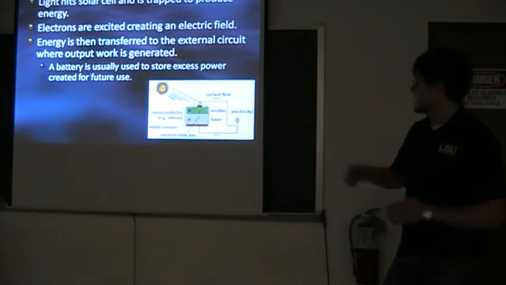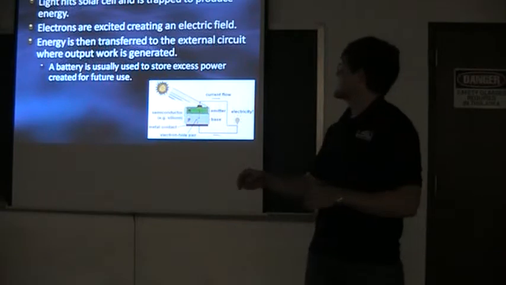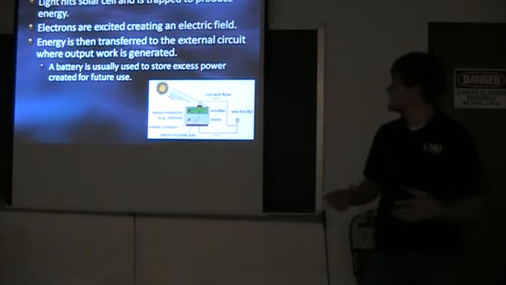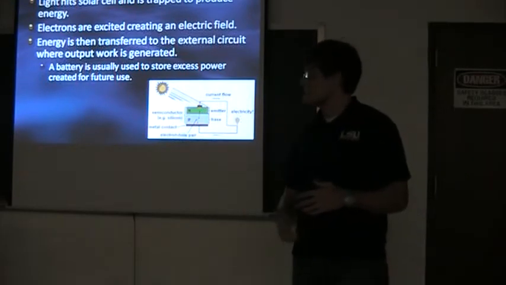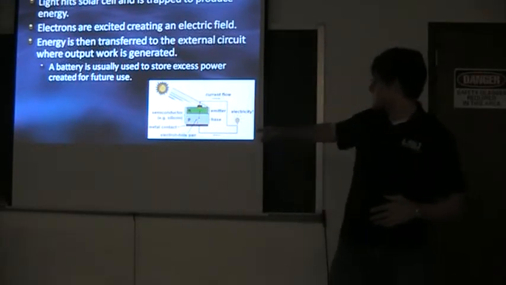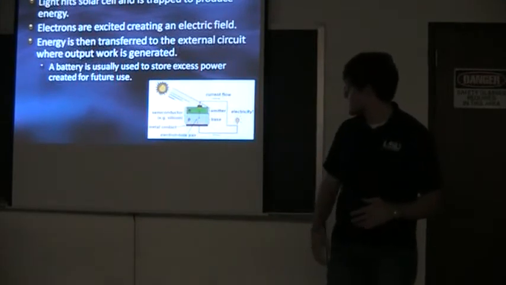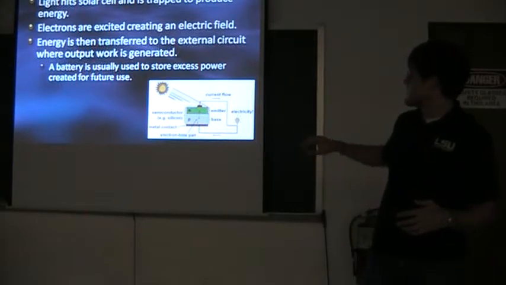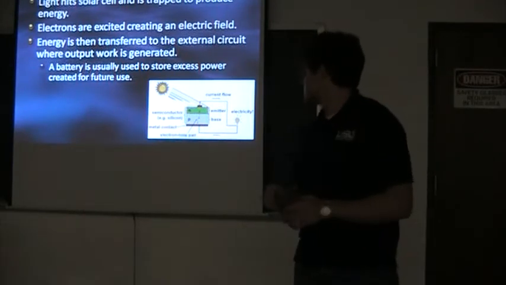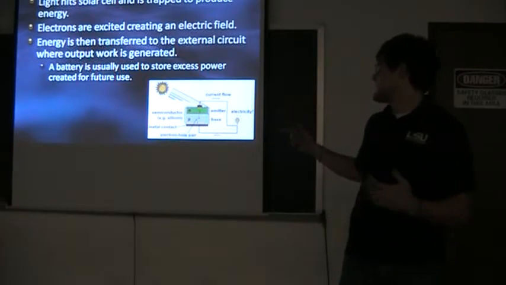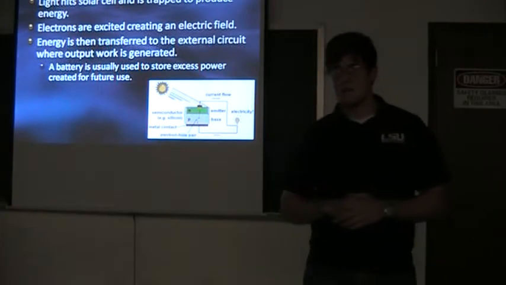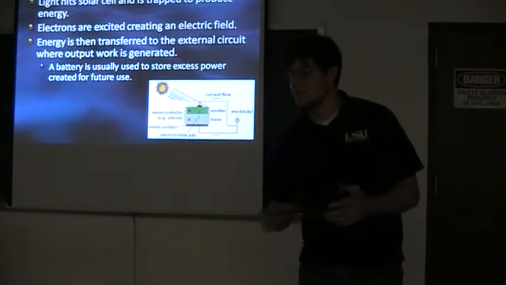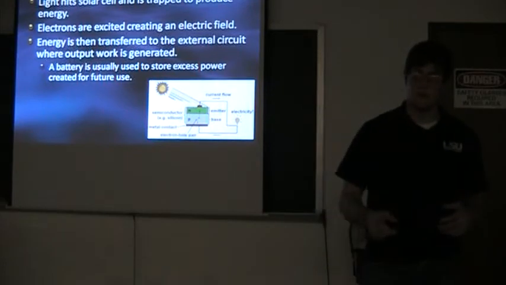And this is a little overview of the process. Light comes in, it hits the cell, and the light is trapped in the solar panel. The electrons are excited, creating an electric field inside. That electric field is then transferred to a circuit, which uses it for output work, and that voltage is stored. Usually you use a battery and store it for later use.